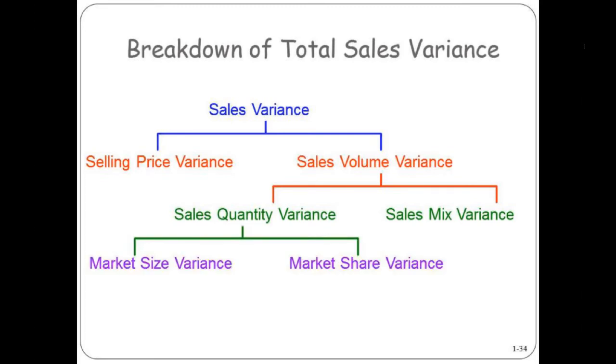The quantity variance can then be decomposed into a market size variance and a market share variance. Market size: was the market bigger than you expected or smaller than you expected? And a market share variance: were you getting your fair share of the market, the share you expected? Or are you getting more of the market or less of the market than you expected? Obviously, to get this, you need information outside of your company for the market size and the market share.